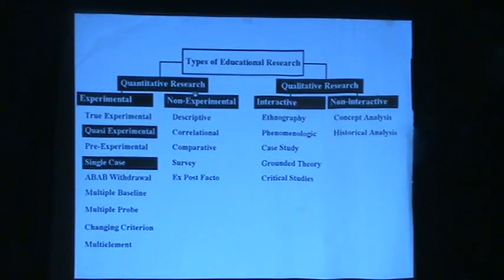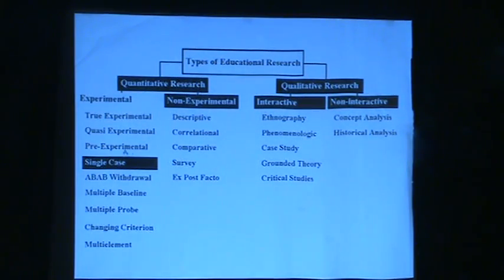Now, under quantitative research methodologies, the kind that uses numbers, we have experimental and non-experimental. Under experimental, we have true experimental, quasi-experimental, and pre-experimental. We also have single-case experimental designs, and I'm not going to iterate these now. There will be a video on each of these. But this is all under quantitative research methodology, experimental, and these are the types of experimental research methodologies.